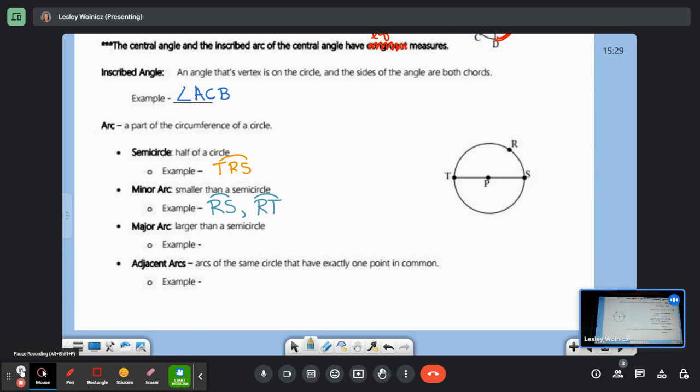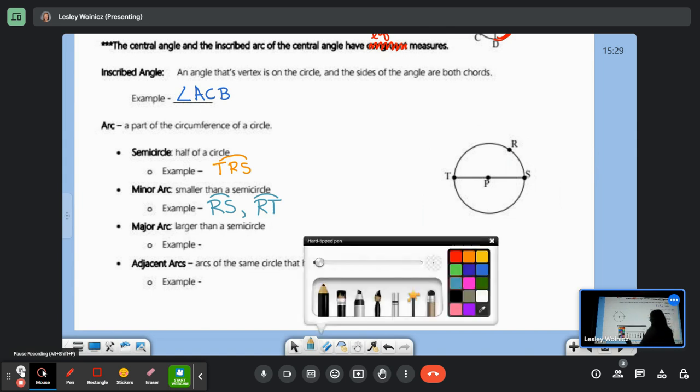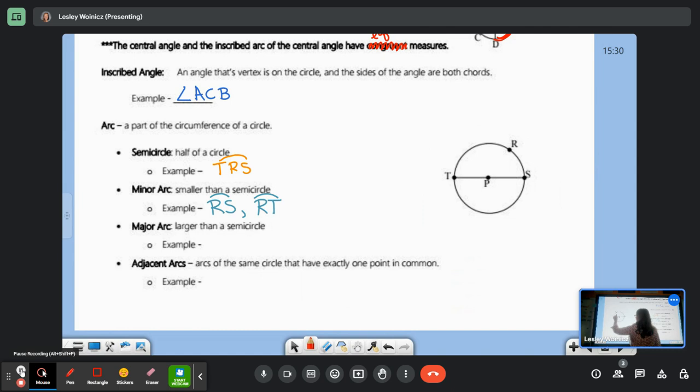A major arc is going to be bigger than a semicircle, so more than half of the circle. So this also needs 3 letters. STR is one. Don't forget to put the arc over the top of it. What's another one? RST is another one. It's a little bit smaller, but it's still bigger than half the circle. TSR is another one.